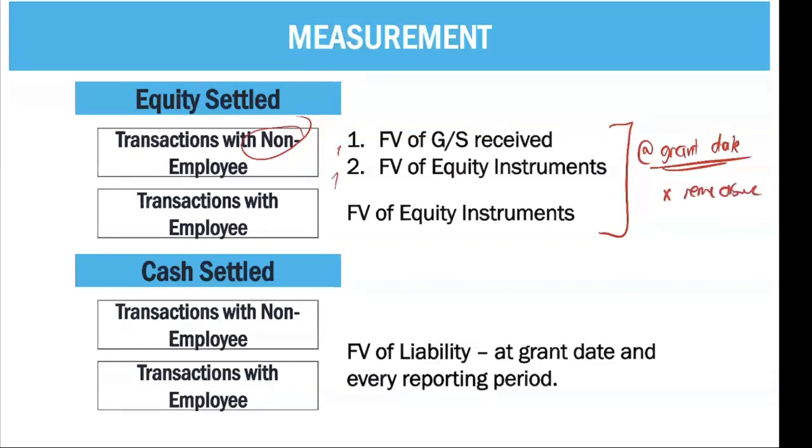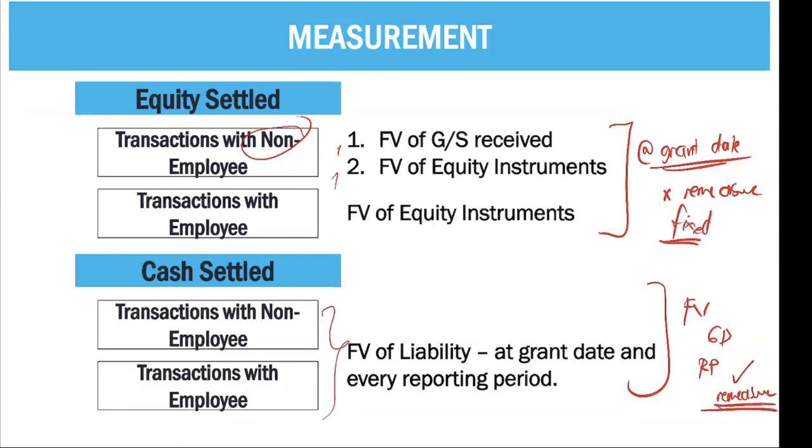While in your cash settled, whether it is a transaction with a non-employee or a transaction with an employee, we measure it at the fair value of the liability at grant date initially and subsequently every reporting period at fair value. So here, there is remeasurement: fair value at grant date and every reporting period. So there is a remeasurement here. Here, the amount of the fair value is fixed throughout the period. Here, you need to remeasure every time you need to account for the amount of your liability. That is every reporting period.